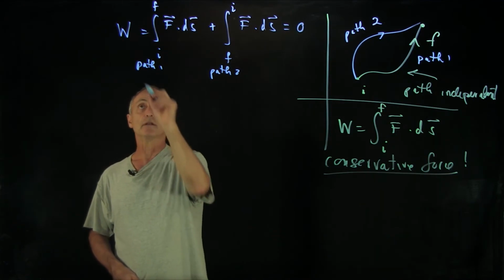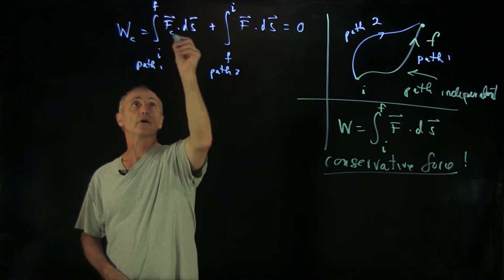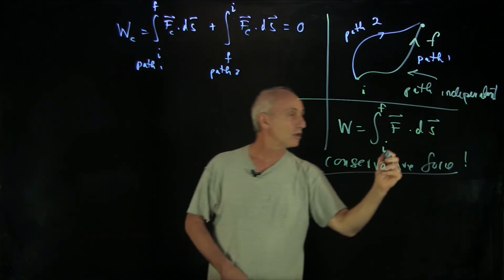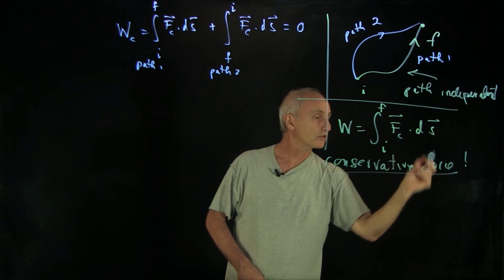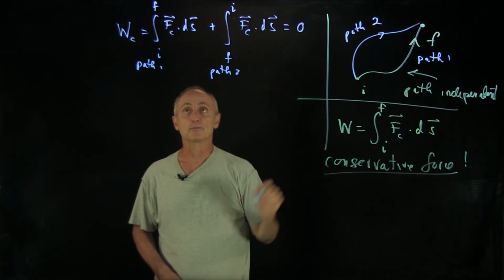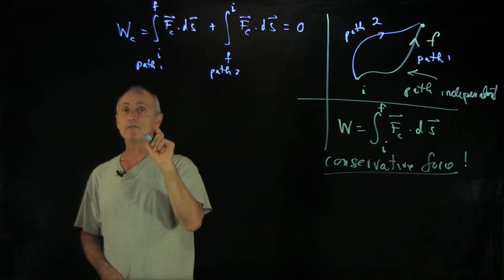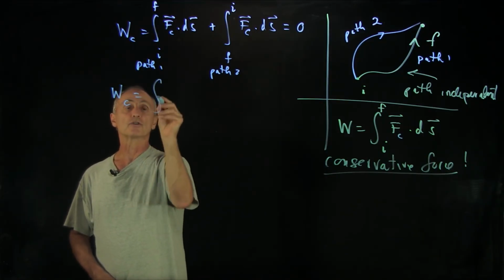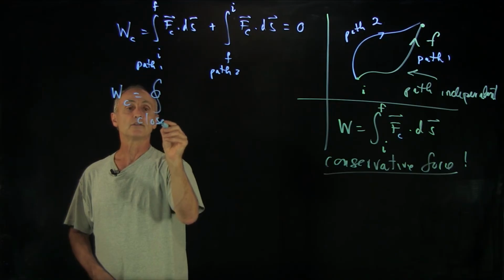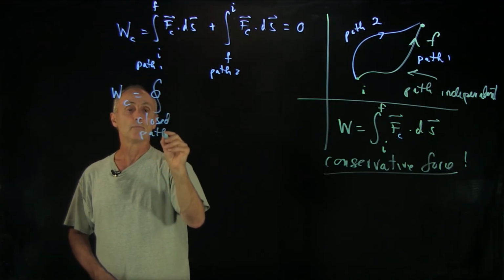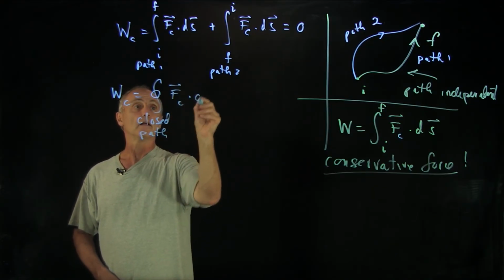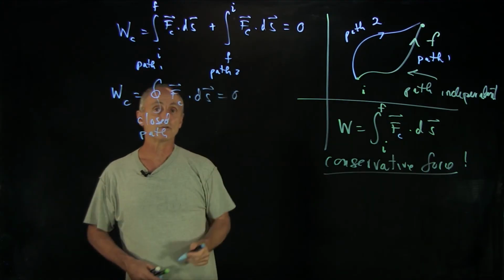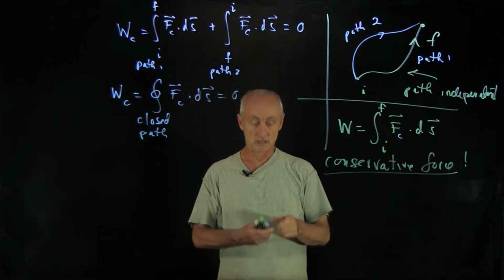And that's the statement, and we'll write W conservative here for conservative forces. So we're going to call this force conservative if it's path independent. So what we have here is the statement that the work done by a conservative force, and we'll indicate a circle by a closed path, on a closed path is 0.